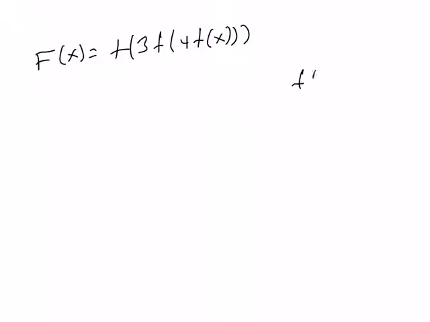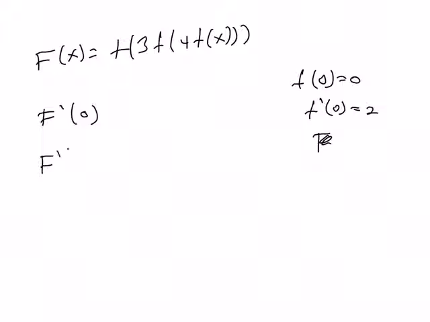Okay, so now we are told that F of x is equal to f of 3 times f of 4f of x, and we have f of 0 is equal to 0, f prime of 0 is equal to 2, and so we want to find big F prime of 0.